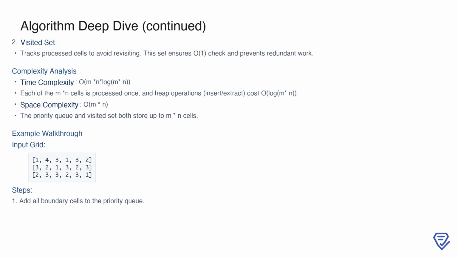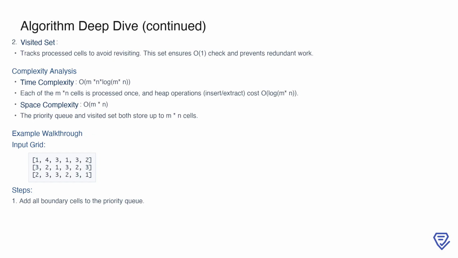Now, let's discuss the data structures and complexity analysis. The priority queue, or min-heap, is used for efficiently retrieving the lowest boundary cell at each step. Operations such as insertion and extraction in the heap have a time complexity of O(log n), where n is the number of cells in the heap. The visited set, on the other hand, tracks which cells have already been processed, ensuring that each cell is only handled once. Checking membership in the set is an O(1) operation.